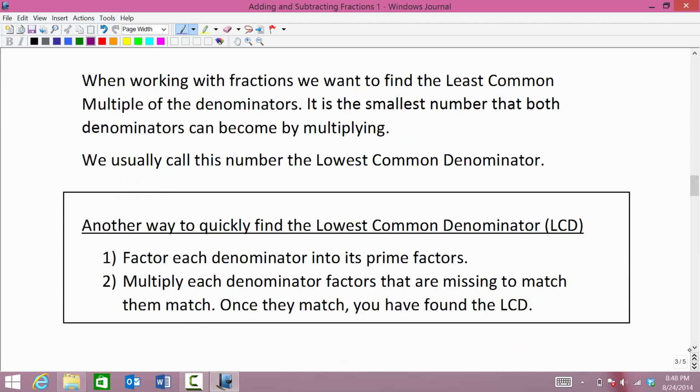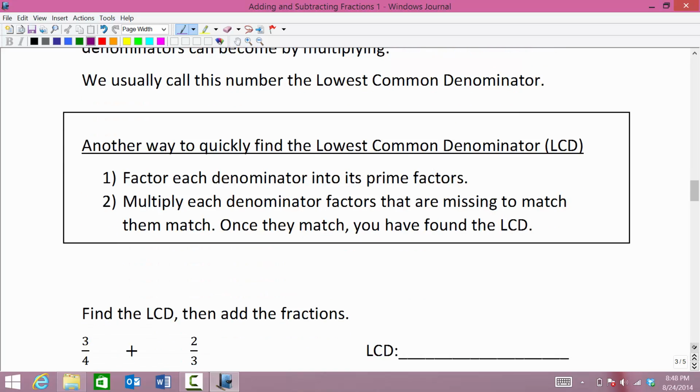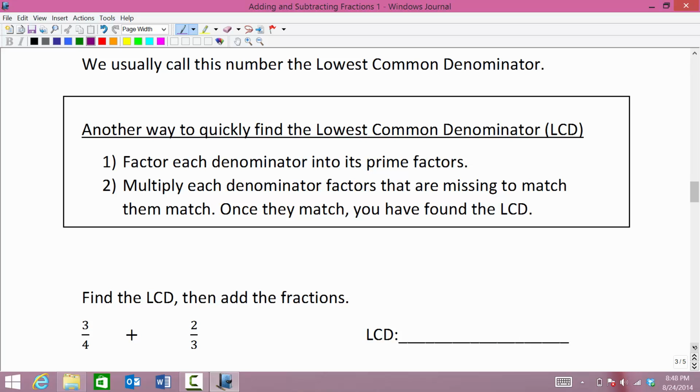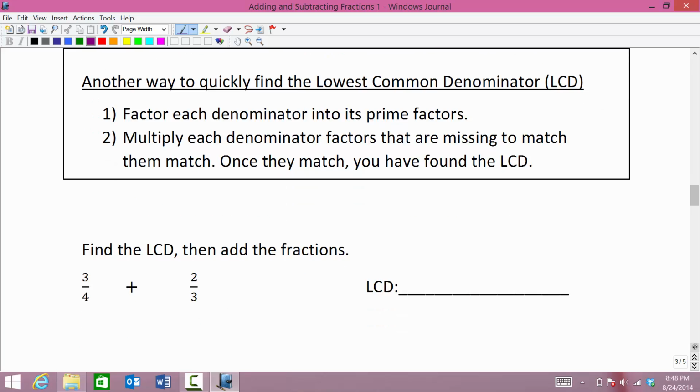When working with fractions, we want to find the least common multiple of the denominators. It is the smallest number that both denominators can become by multiplying. We usually call this number the lowest common denominator. So you want to multiply the top and the bottom of both fractions so that we achieve the same denominator.